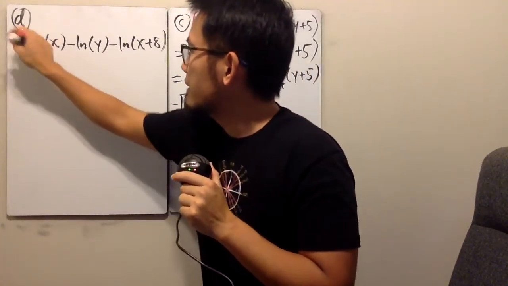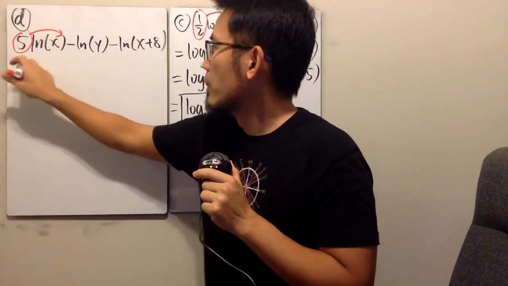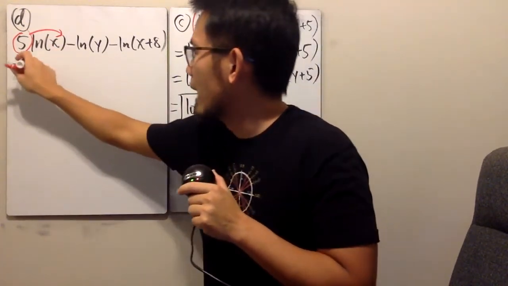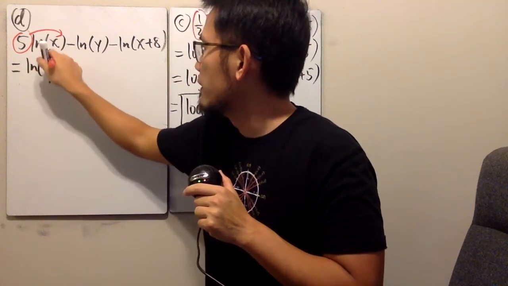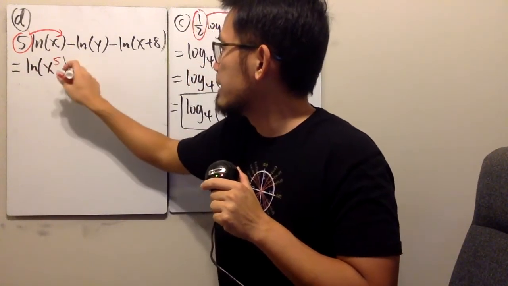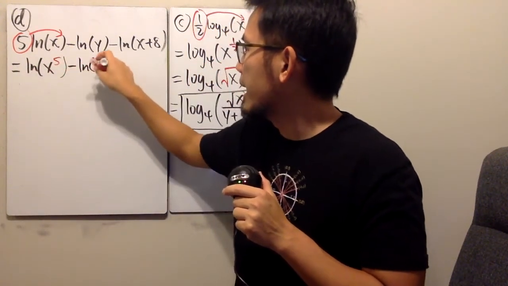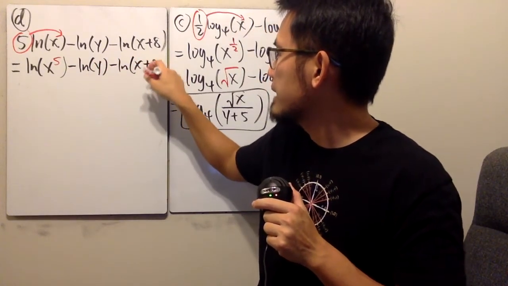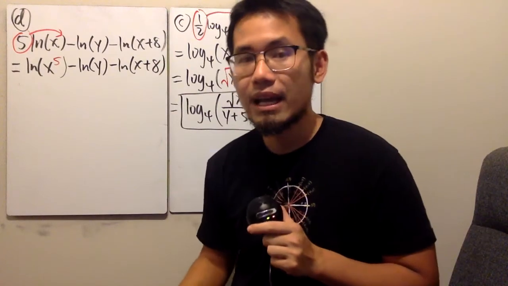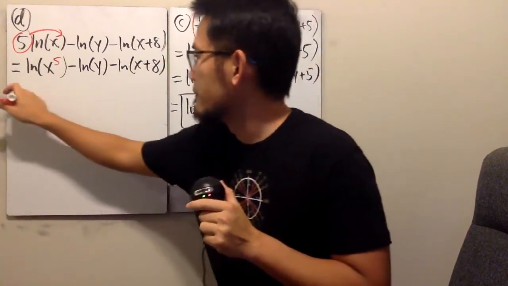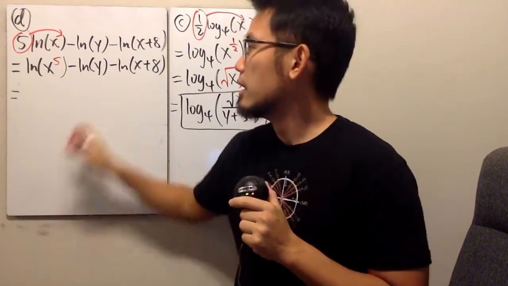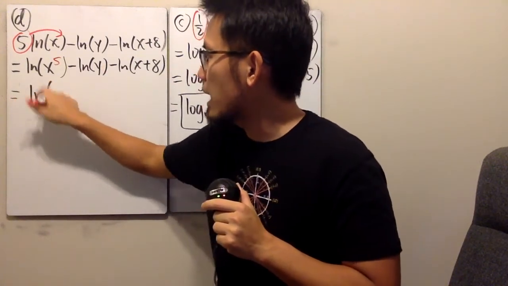Here we have the 5, so be sure you just bring that to the top. Well, that's the only one that we have. So we will have ln of x to the 5th power, and then minus ln of y, and then minus ln of x plus 8, like this. Well, let's see what we have. They are all natural logs, they are all ln's. So we will combine them into just one.